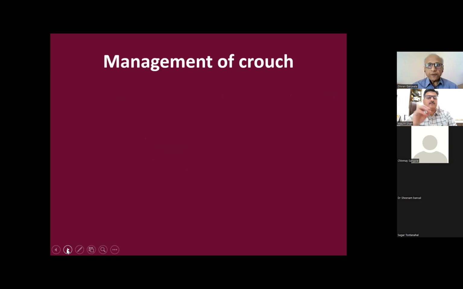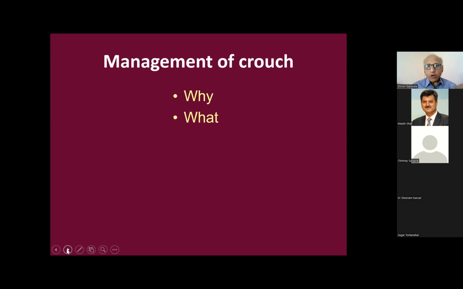Now, there are a few important questions about management of crouch. The first question is why we really need to treat crouch gait. The second question is what are the factors which are responsible for crouch gait. And the third is how to manage crouch. So in my talk, I will try to cover the first 2 points. What are the reasons why we need to manage crouch? And second, what are the causes of crouch?